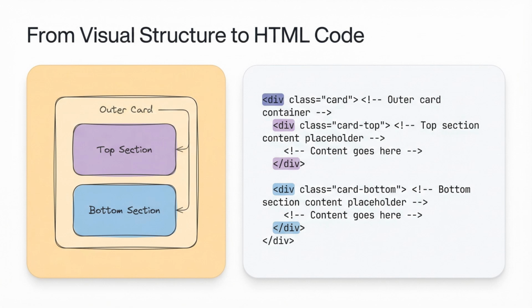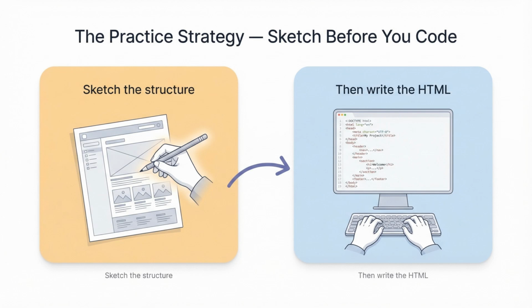This is the bridge between visual thinking and actual coding. On the left, you have the sketch, the boxes you drew. On the right, you have the HTML that mirrors it exactly. The outer div is the card wrapper. The first child div holds the top section content, the image and icons. The second child div holds the bottom section, the title, paragraph, and extra rows. See how directly the sketch maps to the code? The outermost drawn rectangle becomes the outermost div. This one-to-one relationship between your drawing and your HTML is exactly why sketching first is so powerful, especially when you're just starting out. The instructor's advice is clear. In the beginning, don't rush straight to the keyboard.